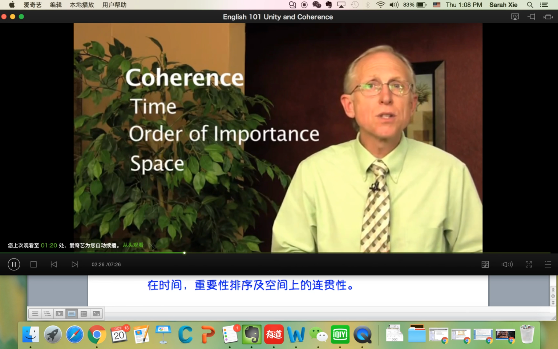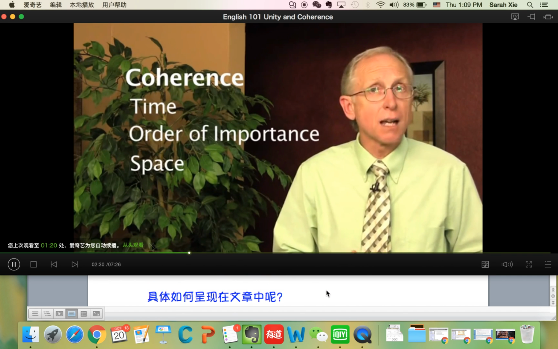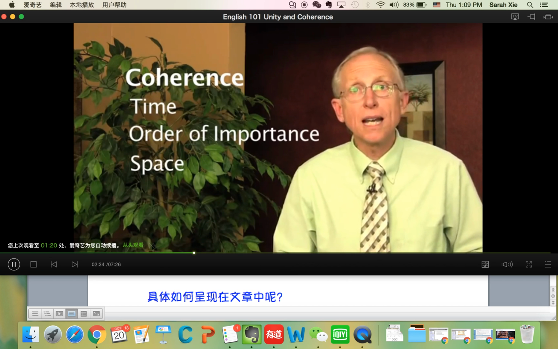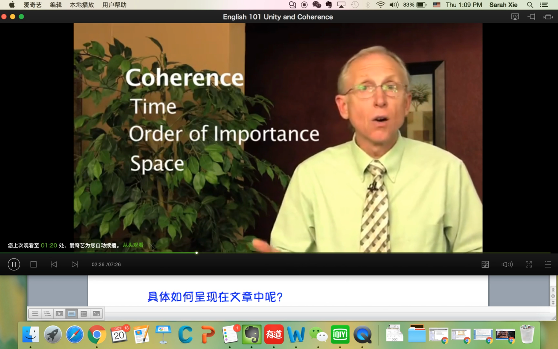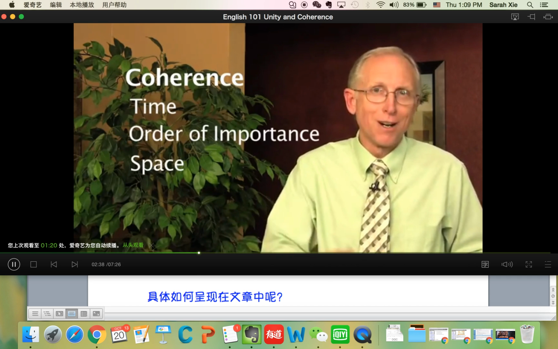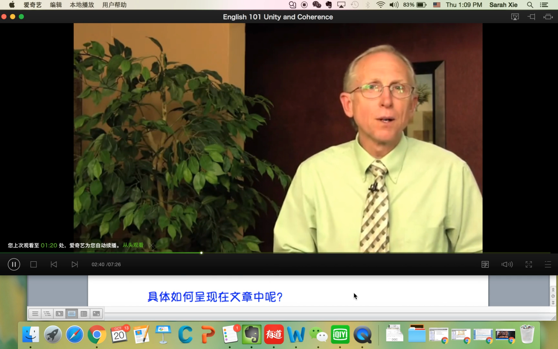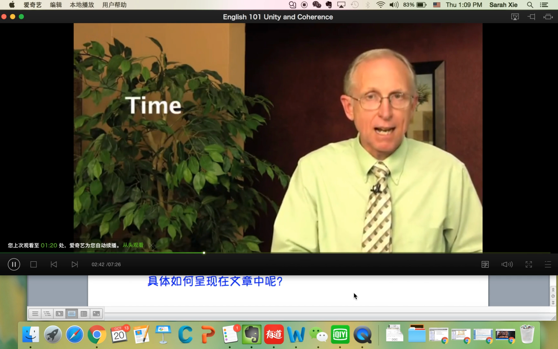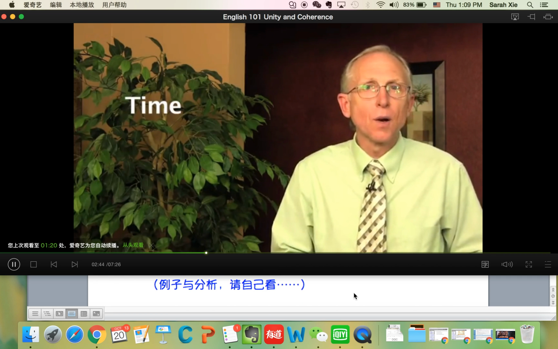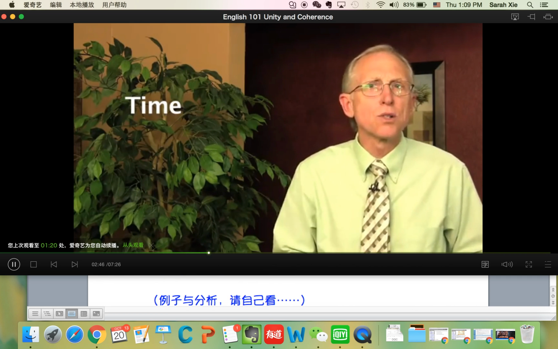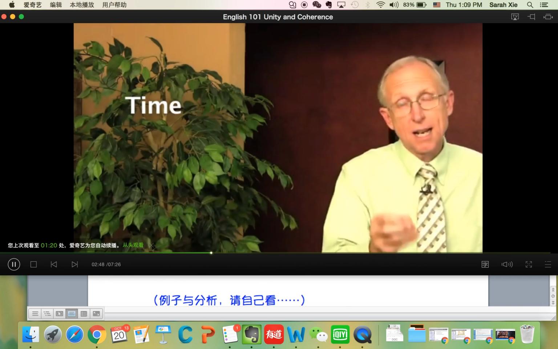If the writer uses time, then they use words or phrases that establish time, such as arrive, leave, walk, or morning, afternoon, evening, or after, before, and so on. The following paragraph is organized by time. As I read the paragraph, see if you can identify the words or phrases that show time.